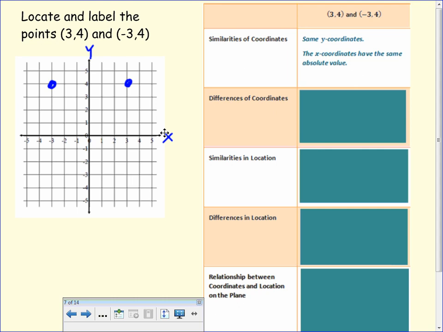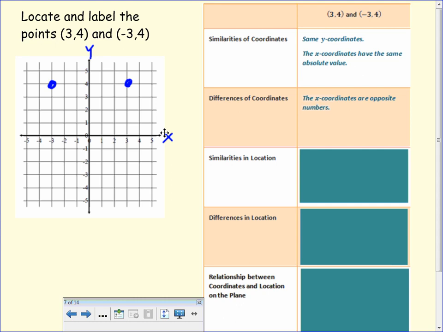They are in different quadrants. The ordered pair is different. What about the ordered pair is different? Be more specific. The x coordinates are opposites. That's right.